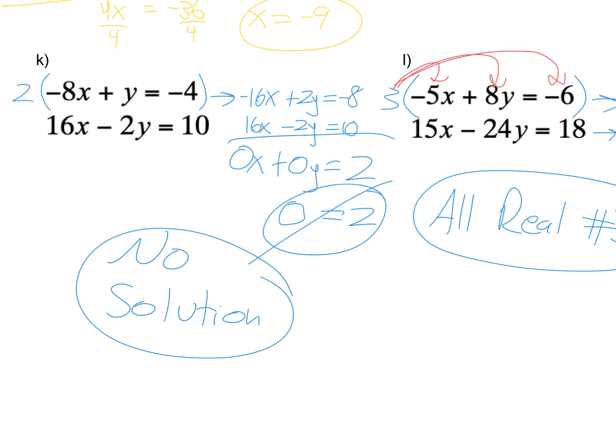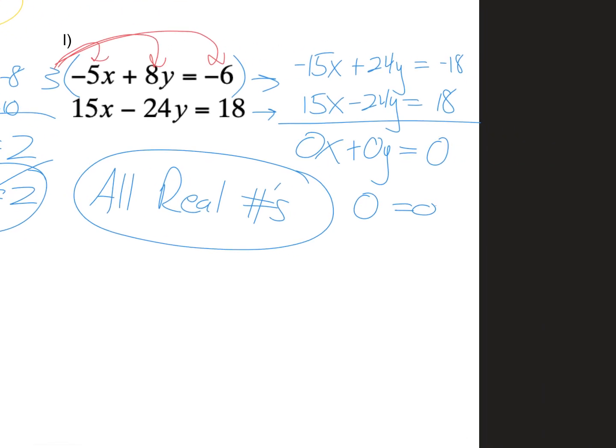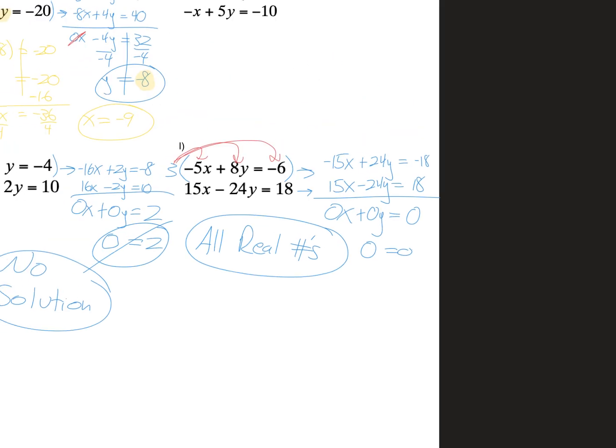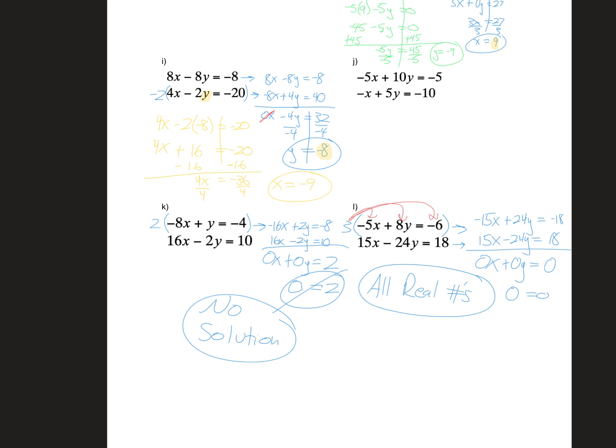So this means it does not matter what numbers I plug in for x or y, I will always end up with a false equation. These two equations will not simplify in that way. Okay, so no solution if you end up getting a false equation. If you end up getting a true equation with no variables, then your answer is all real numbers. All right, that concludes section 5.4, and that concludes chapter 5.